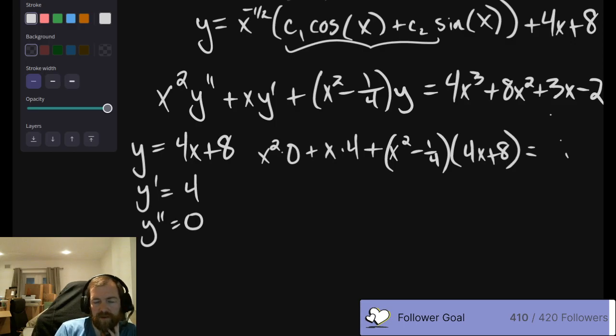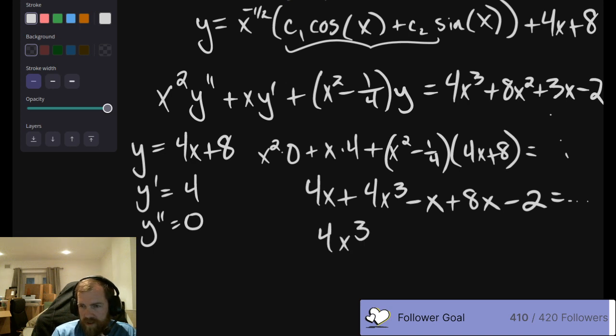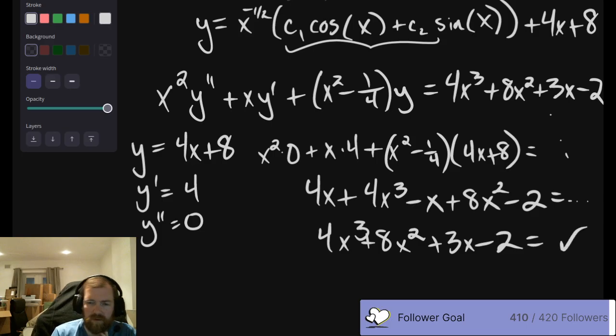All right, we're going to trust that the other side is going to be the same, so we'll hang on to it just for a bit. 4x plus, this is going to be 4x cubed minus 1x plus 8x minus 2. So that stuff. And again, get it in order. 4x cubed. Oh, yeah, 8x squared. Right. Plus 3x minus 2 is equal to, cool, yes.